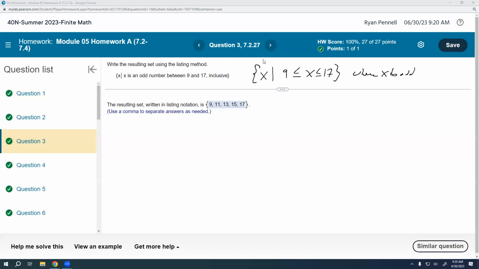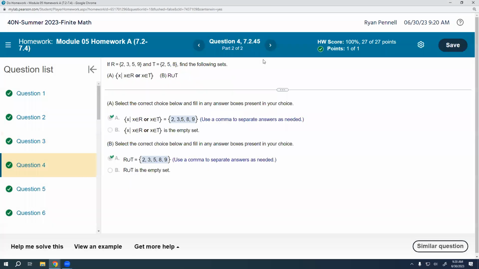All right, so how do you do that? Well, let's just talk about what numbers we're dealing with. First one is 9, because 9 is an odd number. Then 11, 13, 15, 17. They said it was inclusive. There you have it. So that would be the set of odd numbers between 9 and 17 inclusive. So, not terrible if you know what it's talking about.